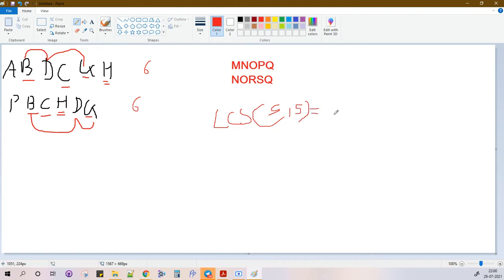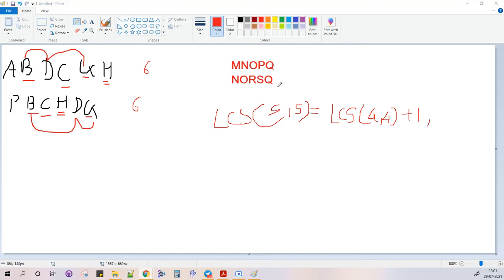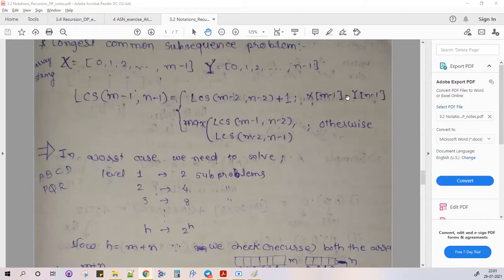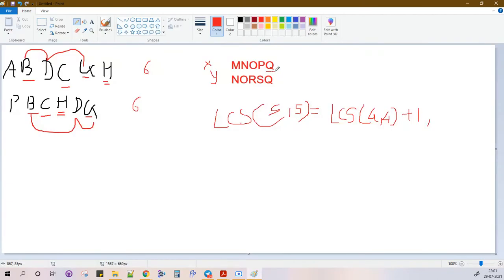I need to solve the problem for 4 comma 4 plus 1 if the last two elements are similar. This is x, this is y, so x of m minus 1 is equal to y of n minus 1. This is the case we have because this q and this q are similar.